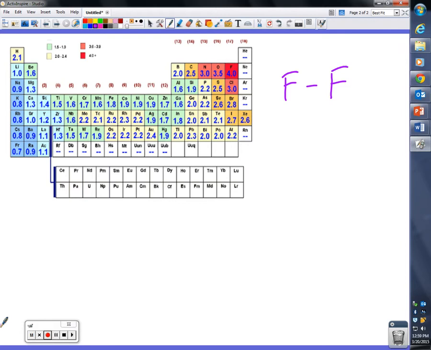Now, they are both fluorine, and according to this chart, fluorine has a very high electronegativity value. But because these are the same kind of atom, does one atom want electrons more than the other atom? No. They attract them exactly the same. So even though individually they have very high electronegativity values, this one's 4.0, this one's 4.0, what's the difference between them? 0. Okay?